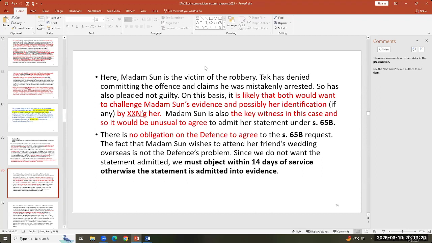There's no obligation on you to agree to the prosecution's request. I mean, so she wants to go to her friend's wedding. Well, too bad for her and her friend. It's not the defense's problem. It's the prosecution's problem. So you have to object within 14 days. Otherwise, the statement is admitted into evidence.